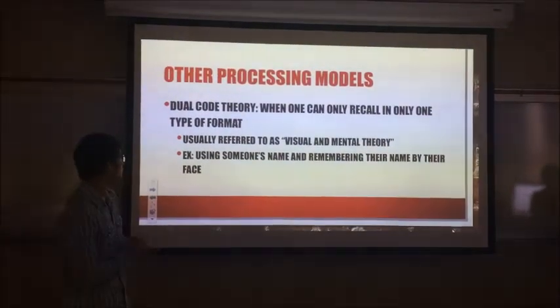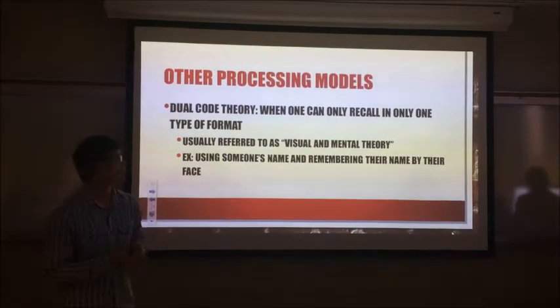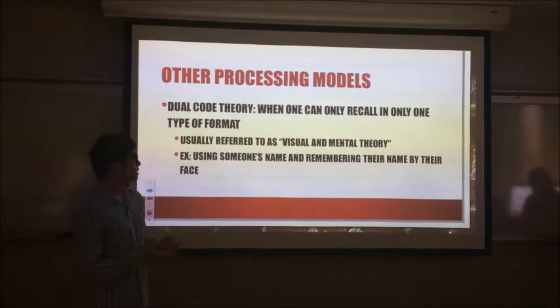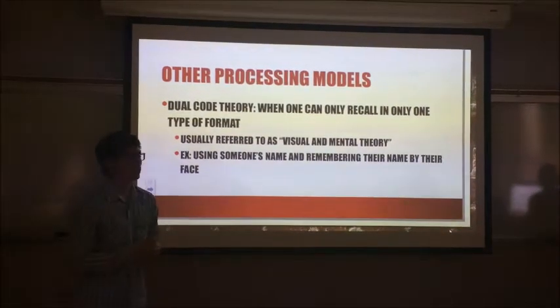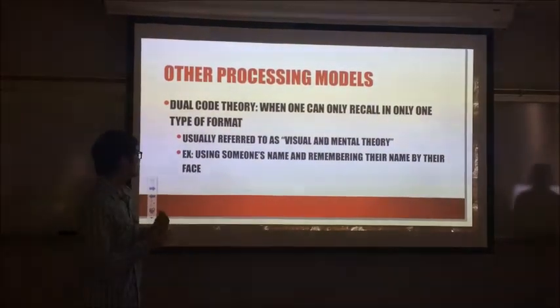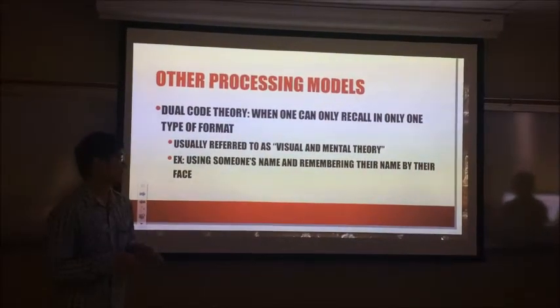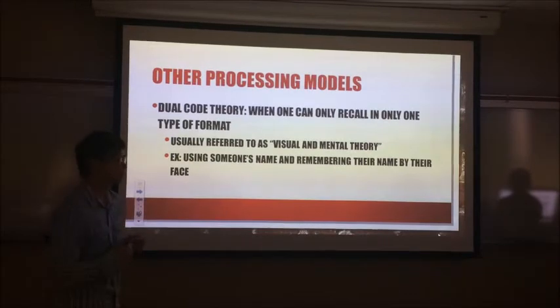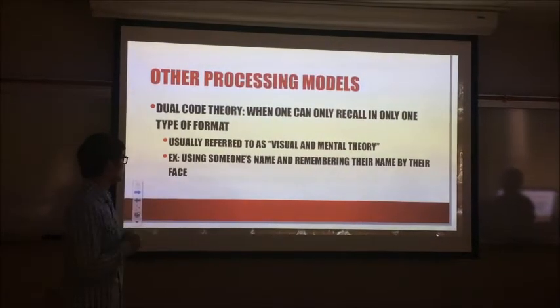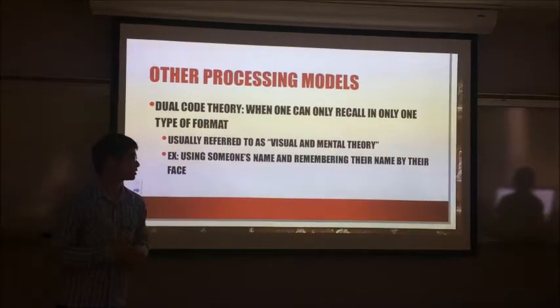The second processing model is the dual code theory. It's when a person can only recall in one type of format, and it usually refers to the visual and mental theory, and it only focuses on visual and mental stuff. An example is remembering someone's name by their face.